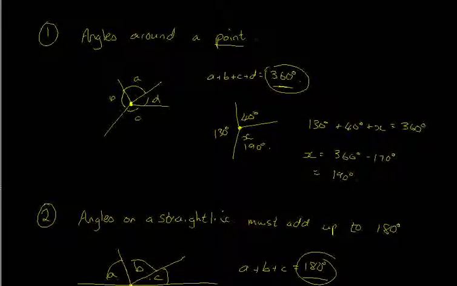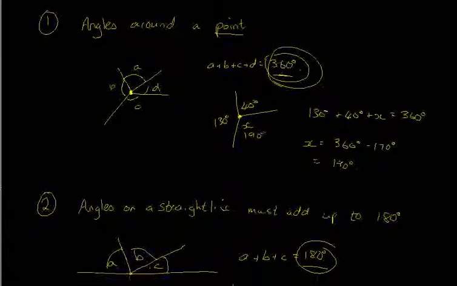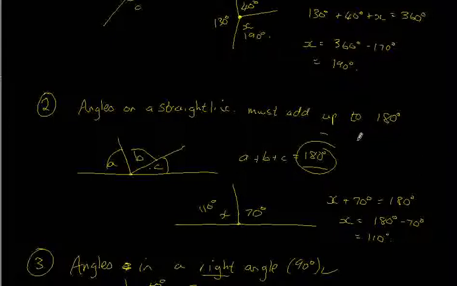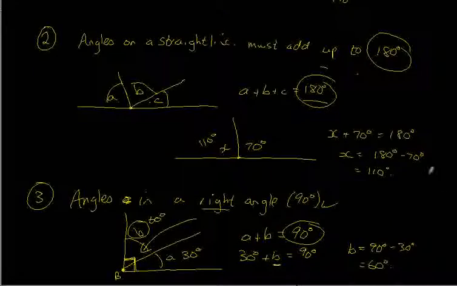So those are the three properties that we want to learn. Angles around a point add up to 360 degrees. Angles on a straight line must add up to 180 degrees. And angles in a right angle add up to 90 degrees.